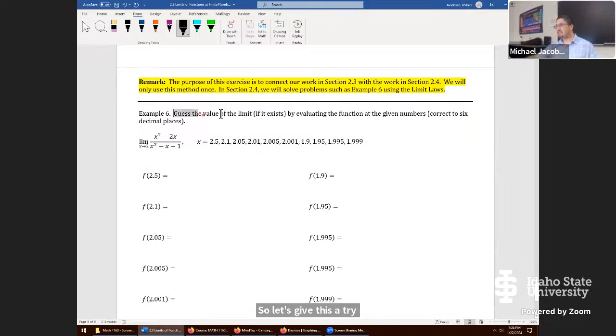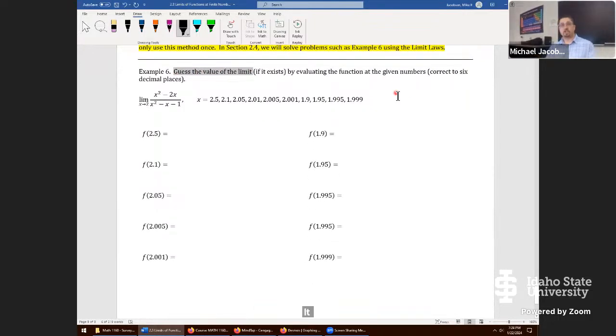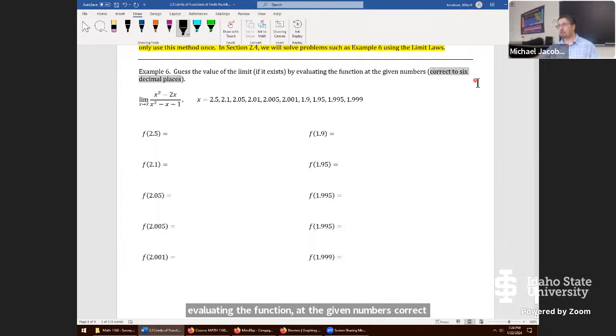It says, guess the value of the limit, if it exists, by evaluating the function at the given numbers, correct to 6 decimal places. These instructions are pretty specific too. When they say that, that means we're not trying to round. We're going to just grab those 6 digits they give us. It's essentially rounding by truncation. No rounding to a nearest digit.